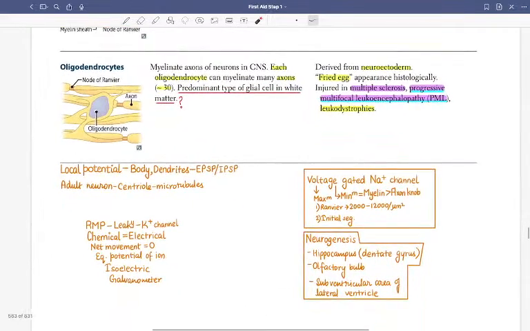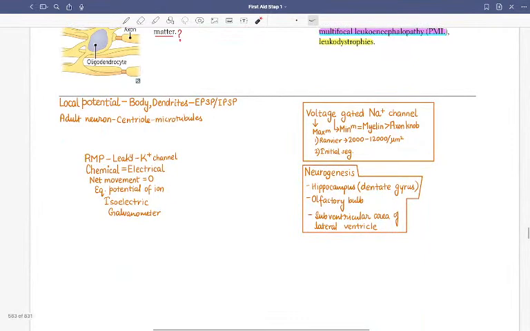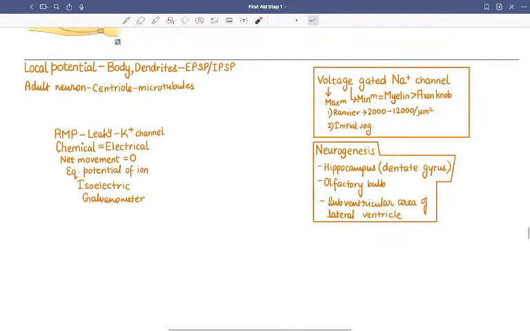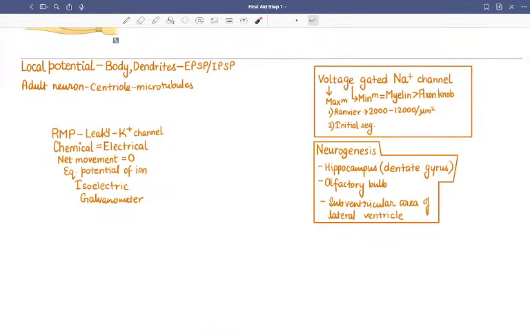Next, what have I written over here? I think this was something to do with Showman sir's material. Local potential happens in the dendrites, where you get EPSP and IPSP. Adult neurons have centrioles and microtubules. Basically isoelectric galvanometer, and the RMP is maintained by leaky potassium channels. Potassium goes out, and that's why you have negative inside the cell.